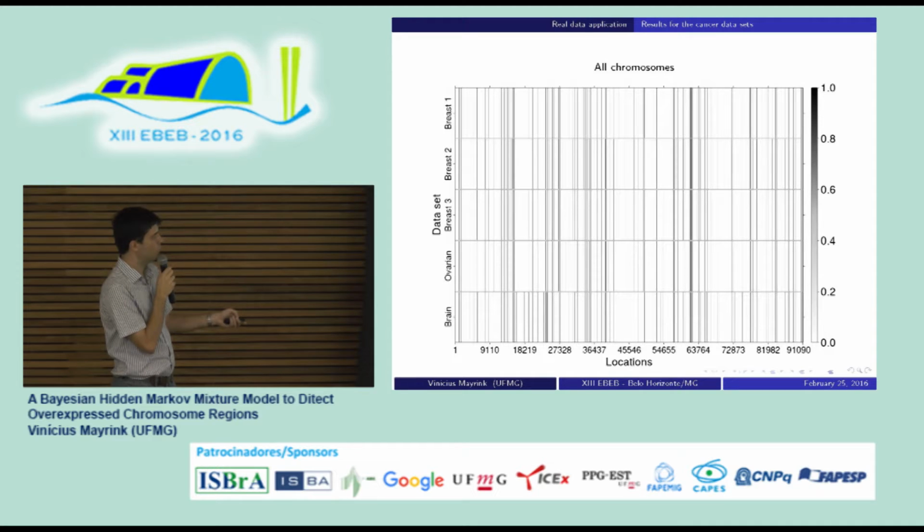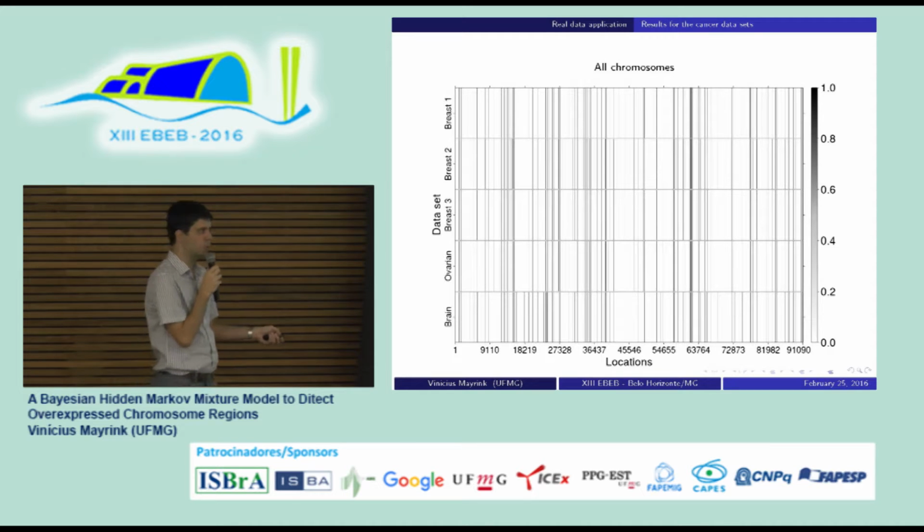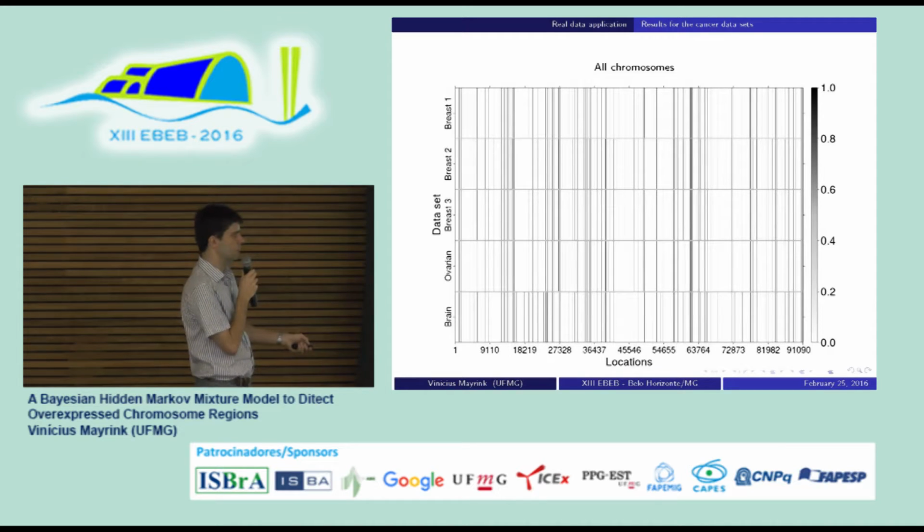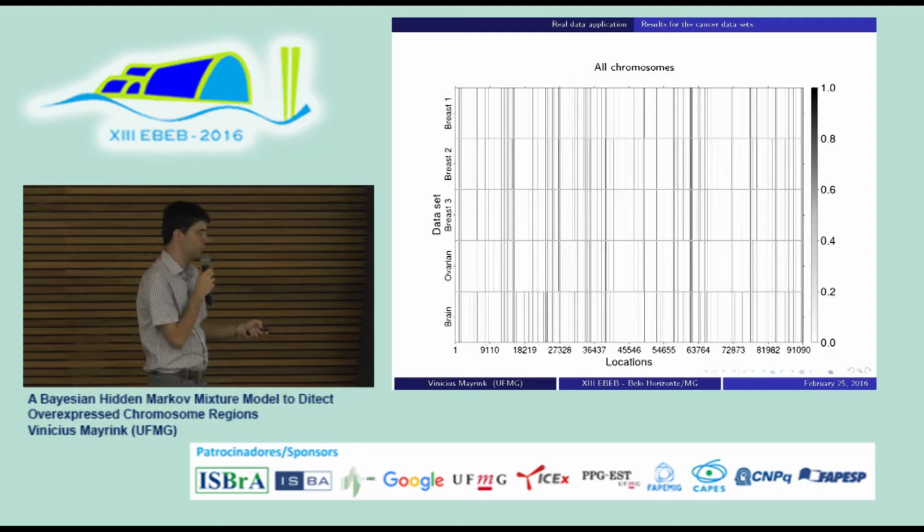Here is only chromosome 1. Here the whole sequence with 24 chromosomes. So the sequence has 91,000 values.